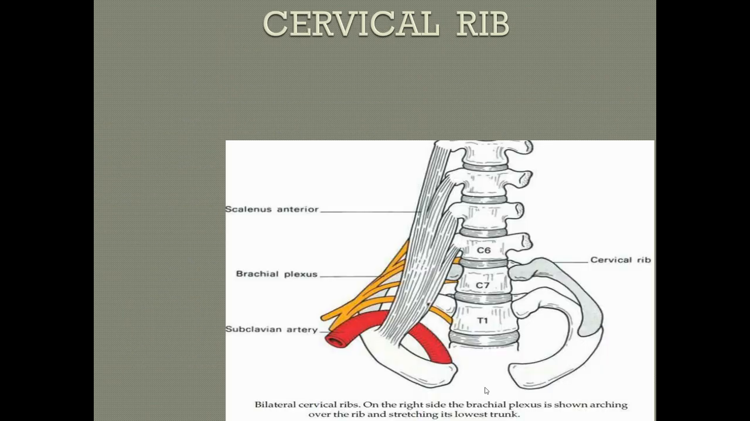So you can see the cervical rib. This is the extra rib that is connected to the first rib.